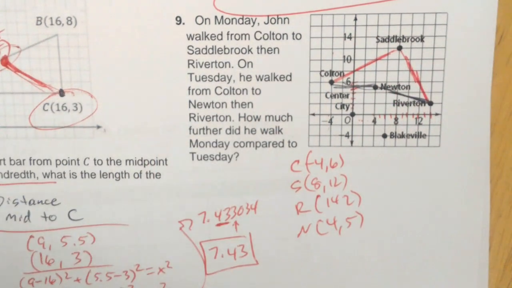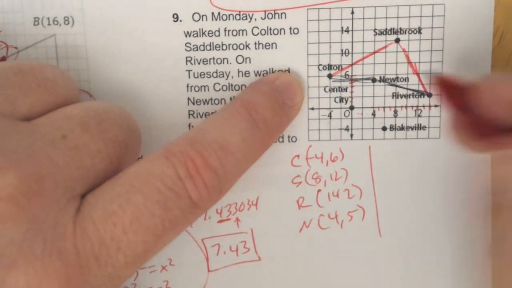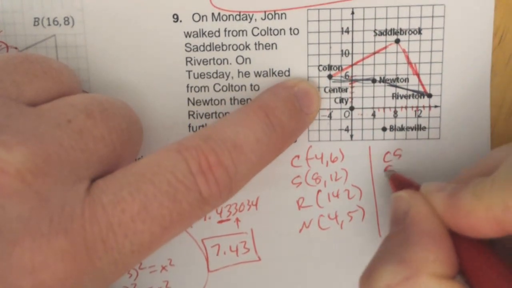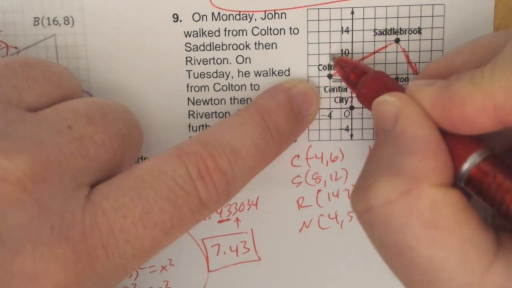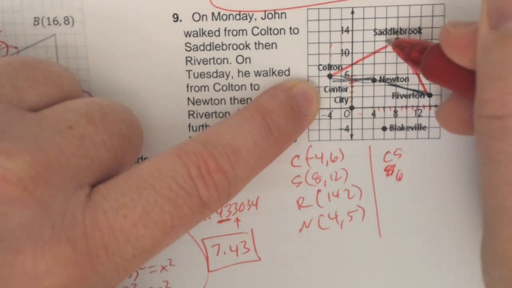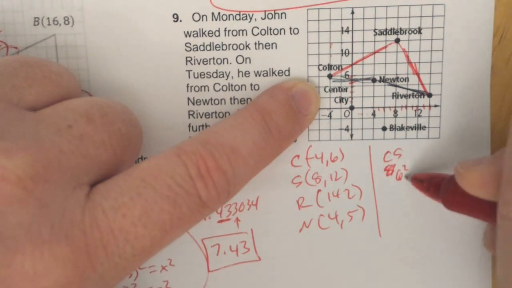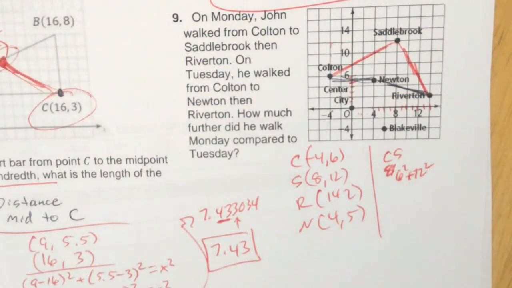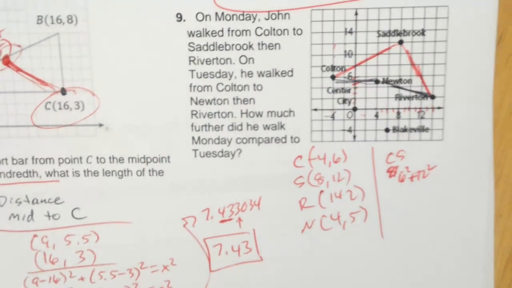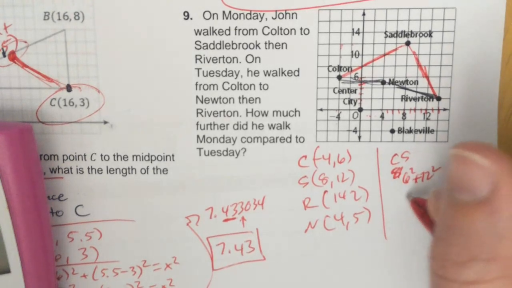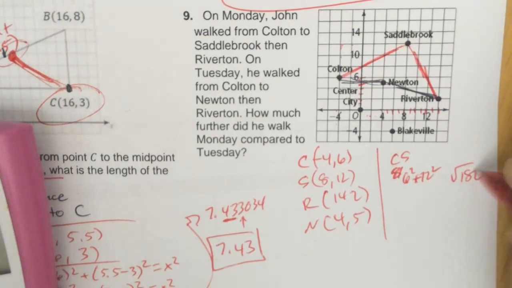So we want to know these distances, right? So for the red, we went from Colton to Saddlebrook, right? So Colton to Saddlebrook was 2, 4, 6 by 2, 4, 6, 8, 10, 12. So I'm just doing the Pythagorean theorem on this. Okay, so 6 squared plus 12 squared. That's the square root of 180.